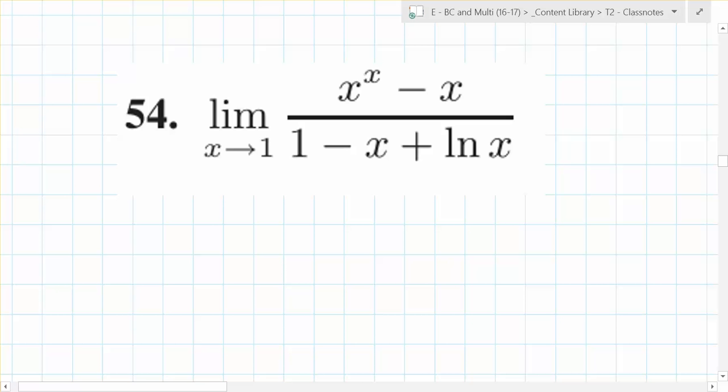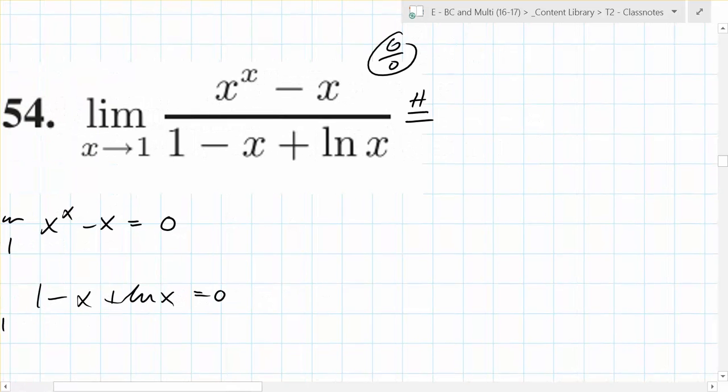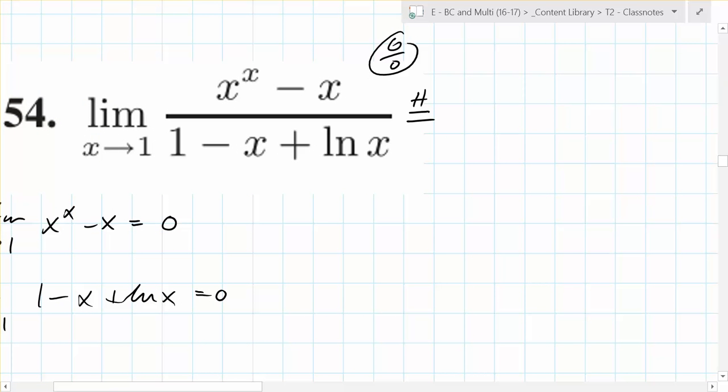Okay. Is this an indeterminate form? How do you test it? The limit as x goes to 1 of, what's this going to? 0, right? And what's the limit as x goes to 1 of 1 minus x plus ln x? It's also 0. So this is 0 over 0. So what am I going to apply? L'Hopital's rule. So now you have to be super, super duper careful.